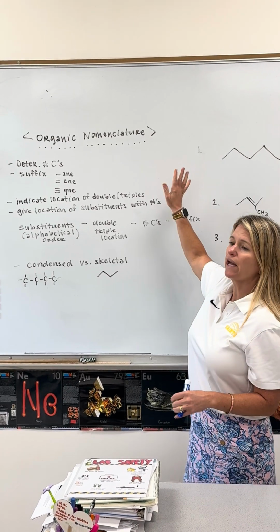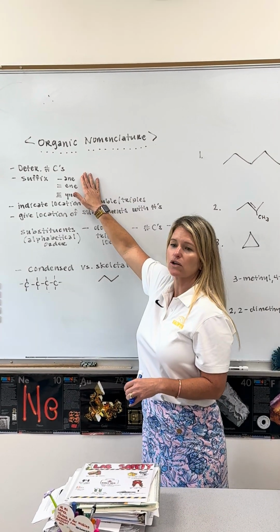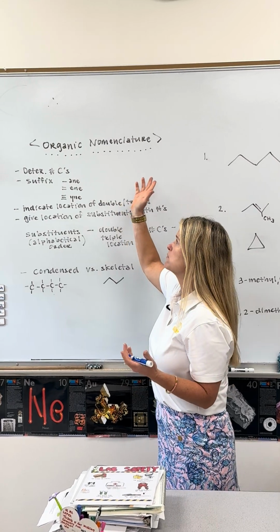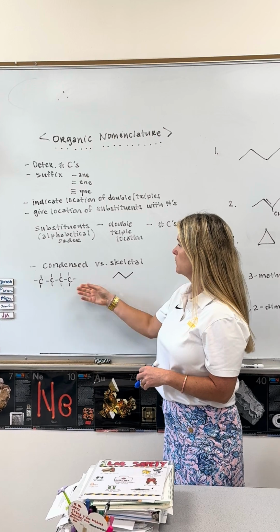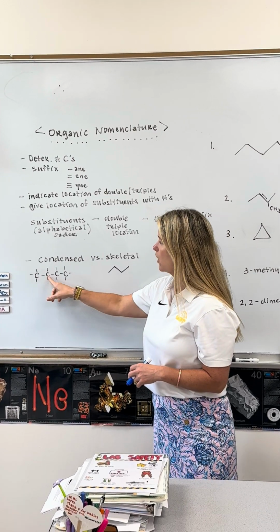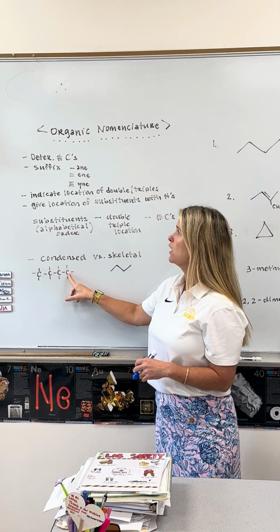Okay, so first thing with organic is you need to determine how many carbons there are, because organic chemistry is the chemistry of carbons, pretty much. And so when you look at a structure, and here's a couple different examples of structures here, you're going to count the carbons. And so when we look at the carbons, that's going to be our prefix.